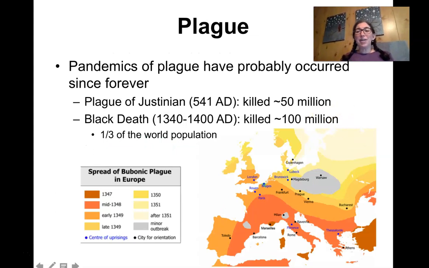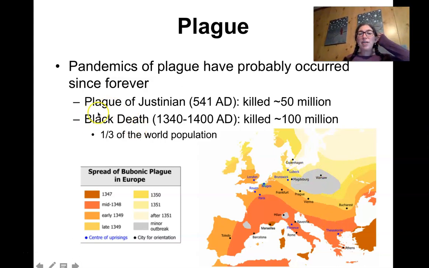All right, another organism, the plague, is caused by a bacteria that we'll see called Yersinia pestis. This is the map of the bubonic plague, which had several outbreaks throughout the 1300s. You can see how it spread throughout Europe. This was 1347 down here, and then the late 1340s, and then it spread from the dark orange to the lighter orange and yellow areas.